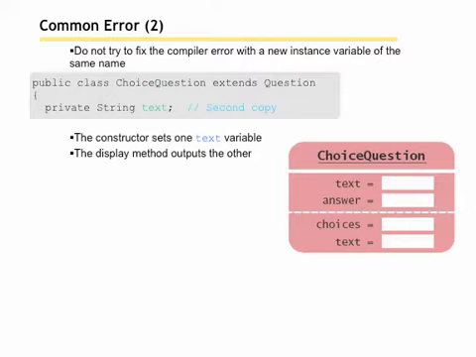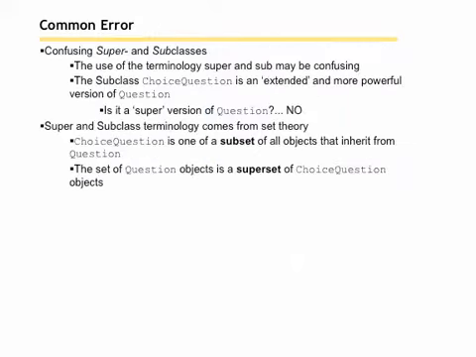It's like having two copies of what's supposed to be the same variable, but they're separate, so they're going to have different values in them. So avoid the temptation to just make it work by declaring the variable in the subclass. That's not going to make it work. Look at this little example of what that does. ChoiceQuestion then has a copy of text and answer from the superclass and choices and text from the subclass, which is not what we want.